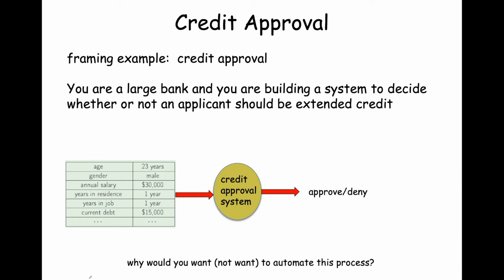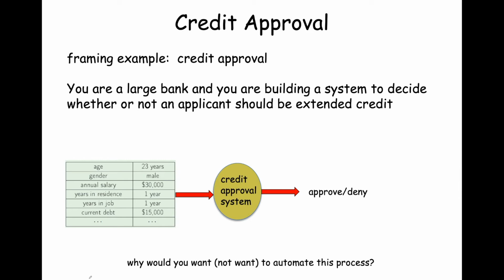Now, of course, we collect all of that data for each applicant, and collectively, each one of these descriptors or attributes defines that unique applicant. So we input that applicant's descriptors into the credit approval system, and out pops an answer: approval +1 or denial -1. Now, of course, there are reasons why you might want to and why you might not want to automate this process. Can anyone think of them?